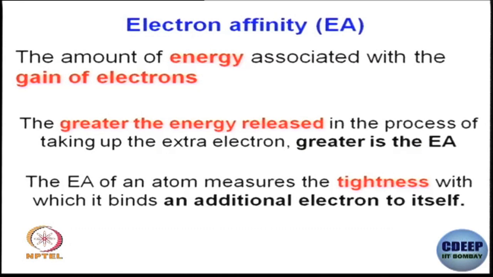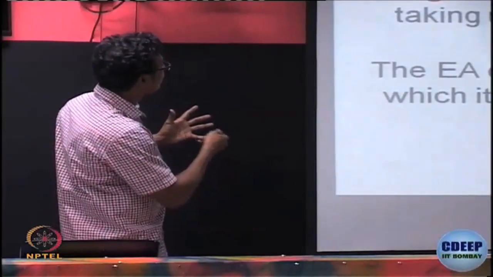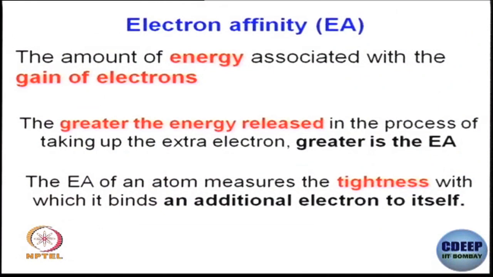What is electron affinity, first of all? Affinity means what? Love for it, right? If an atom wants to have another electron, what is the gain in energy? Electron affinity is the amount of energy associated with the gain of an electron. One atom wants to take one more electron, what is the energy gain? That is electron affinity. As you can understand, the greater the energy released in the process of taking up this extra electron, the greater the electron affinity is going to be.